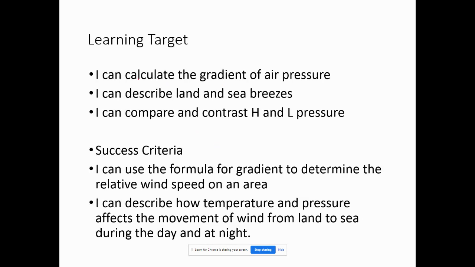So, our learning target for today is I can calculate the gradient of air pressure. We did gradient back when we did mapping. I can describe land and sea breezes. So, we're going to talk about these two things. And I can compare and contrast high and low pressure.